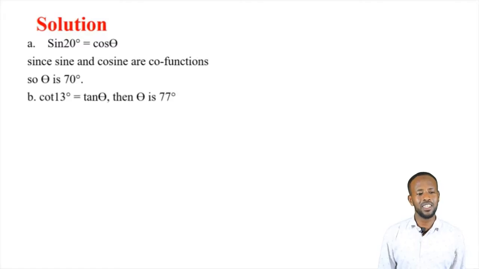Cos of 13 degrees is equal to tan theta. So theta must become what? 77 degrees. The two angles must sum to 90 degrees, so what is left from 90 is 77.